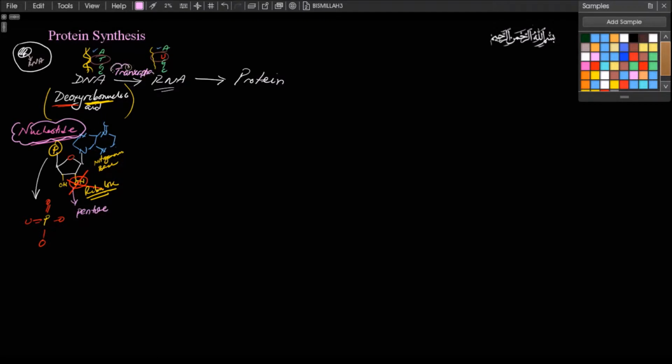This process is called transcription. And the process of taking the RNA message and using that as a template, using that as the rules for making a particular protein, this process is called translation. Okay, so the process of making RNA from DNA, that's called transcription, and the process of making proteins out of RNA, this process is called translation.